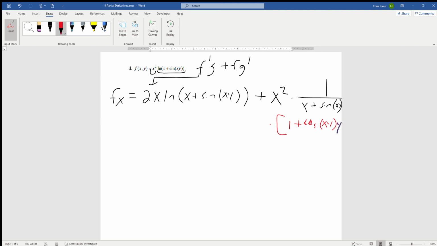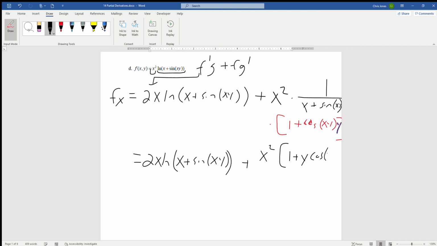All right, so I'm going to clean this up a little bit so we can get a final product. And so f sub x is going to be 2x ln of x plus sine xy, plus x squared quantity 1 plus y cos xy, and then we're going to divide all of that by x plus sine xy. All right, so a pretty tough one. Lots of chain rules going on there, product rule. So just be careful when you're doing these.